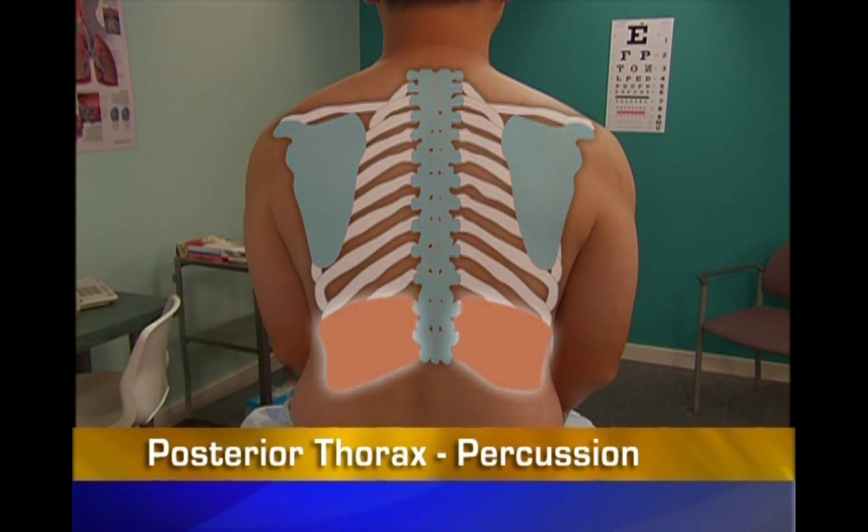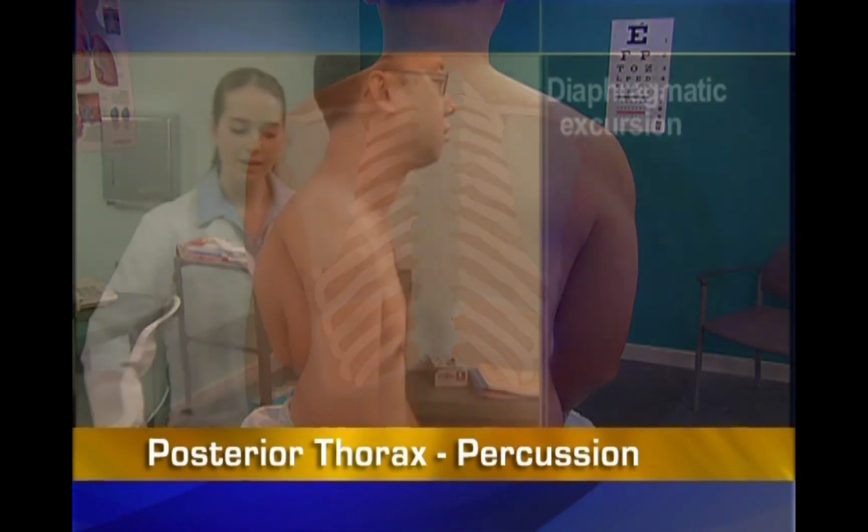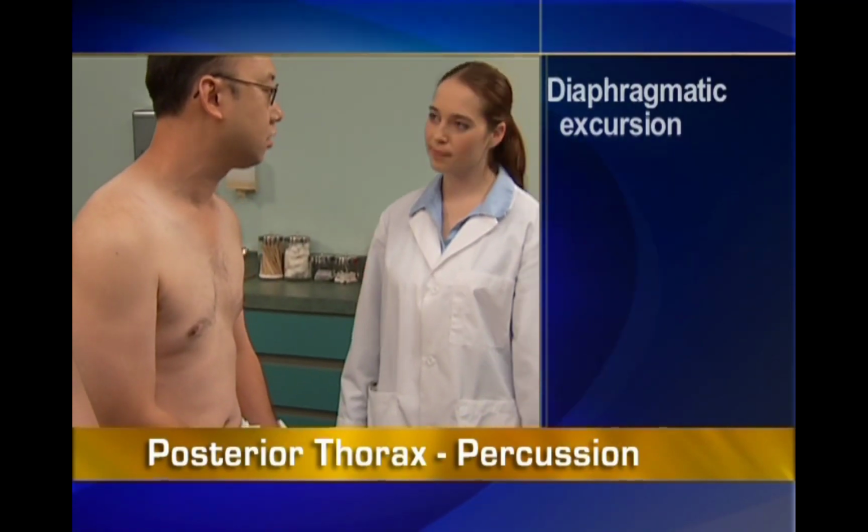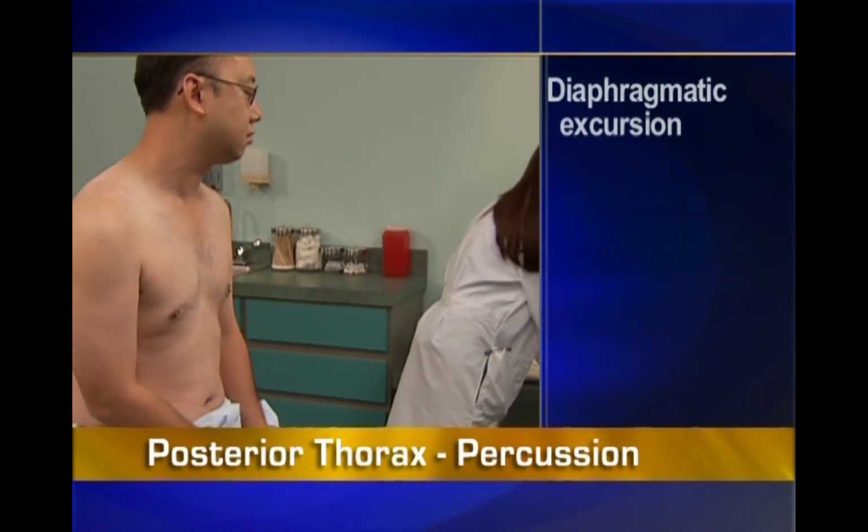Over the viscera, percussion should cause dullness. Note any areas of abnormal dullness or hyperresonance over the lungs. Okay, Mr. Chang, I'm just going to need to put a few pen marks on your back. Is that okay? Now use percussion to determine diaphragmatic excursion.